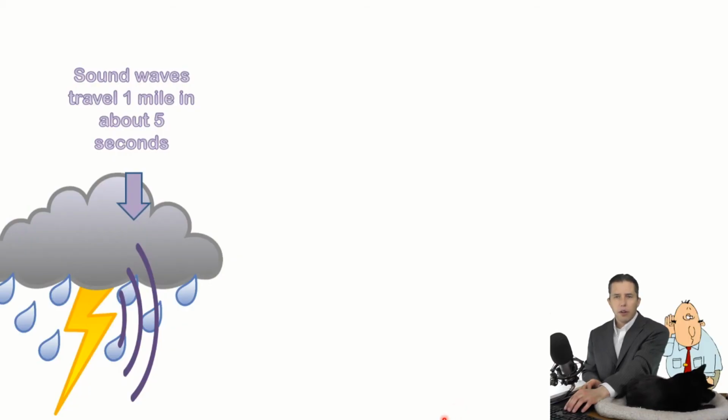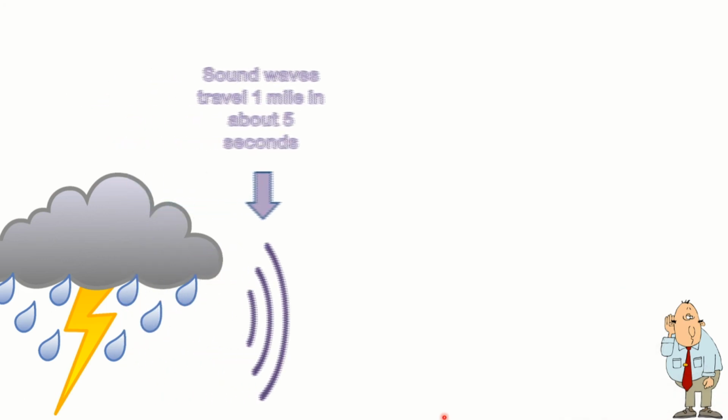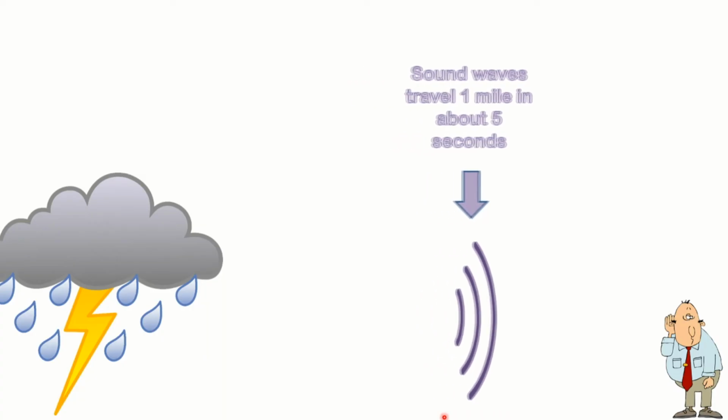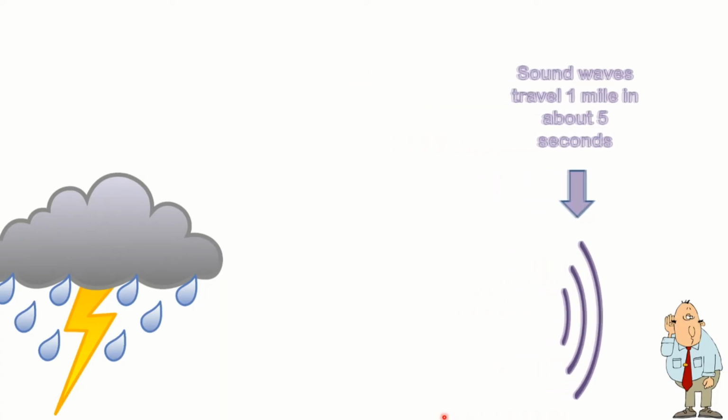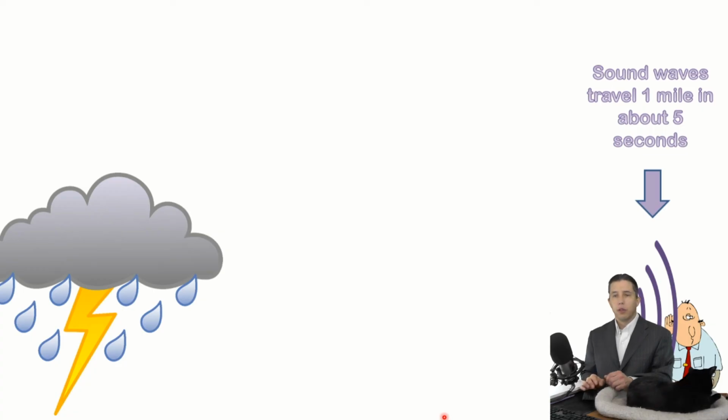Now, thunder moves at the speed of sound, and the speed of sound is about 1 mile every 5 seconds. So when you see a flash in the distance, if you start counting 1 Mississippi, 2 Mississippi, 3 Mississippi, then when you hear the thunder, you will know how many miles away that lightning is, right? So if you count to 15 seconds, then it's about 3 miles away.